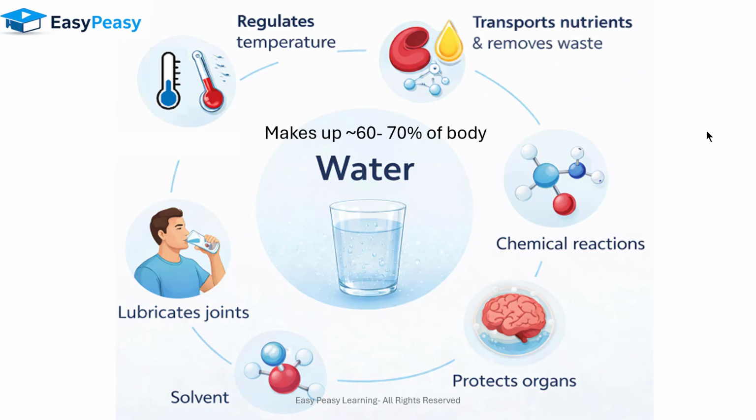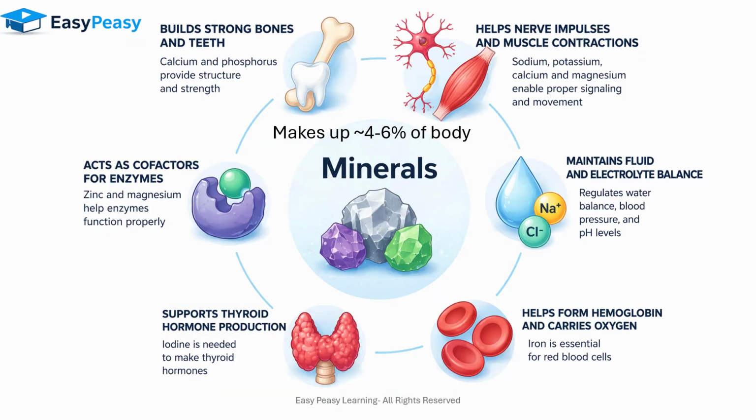The second inorganic biomolecule is minerals. Now, minerals make up 4 to 6% of our body weight. And just like water, they have various different functions. For example, calcium and phosphorus provide strength and structure to our bones and teeth. Sodium, potassium, calcium, and magnesium enable proper signaling and movement, and they help nerve impulses and muscle contraction. Then other minerals regulate water balance, blood pressure, and pH, and maintain body fluid.